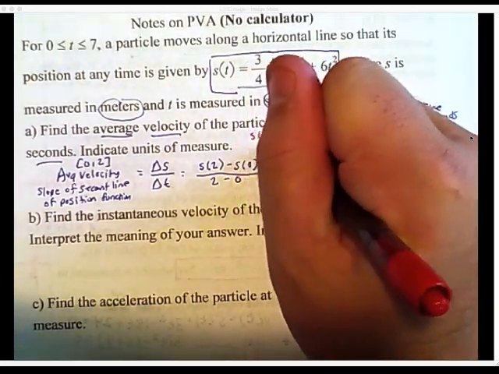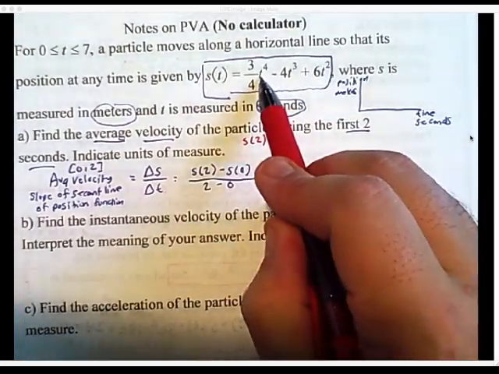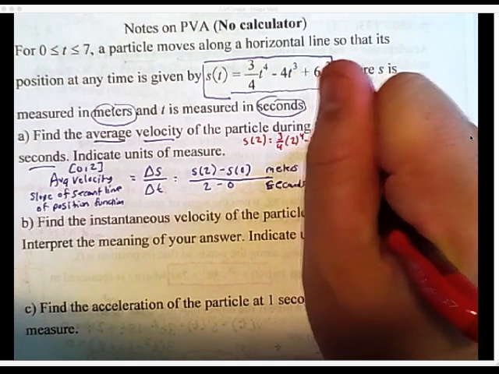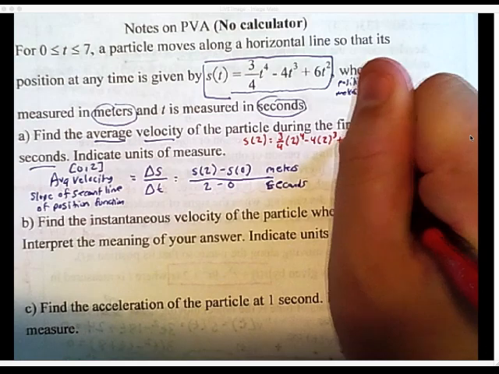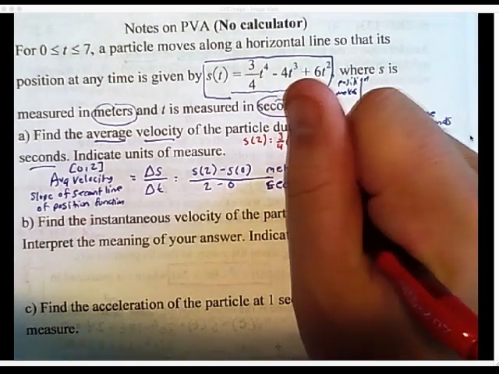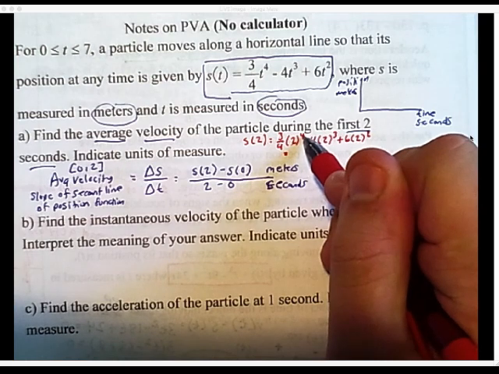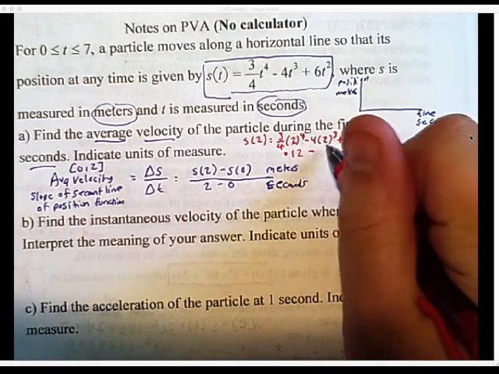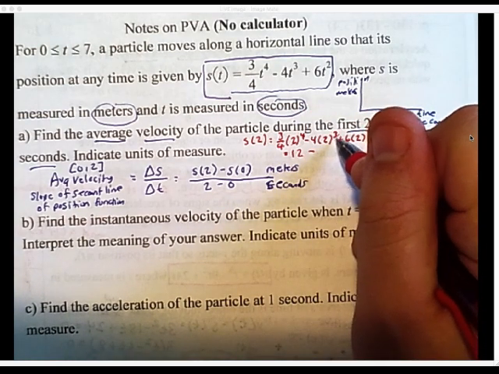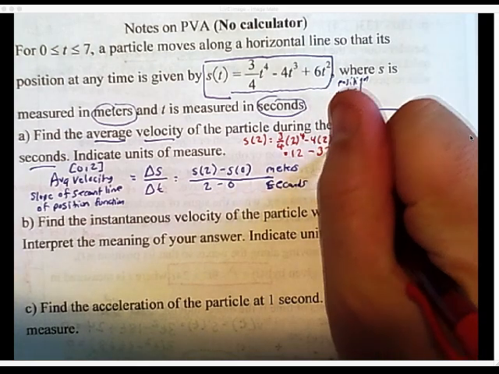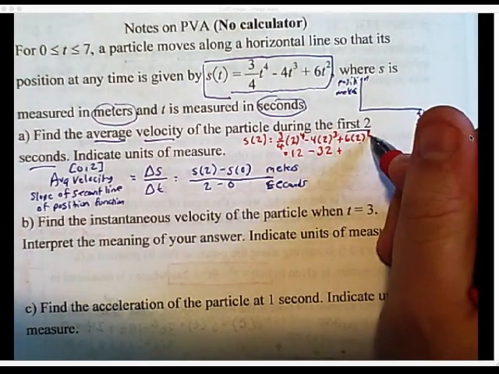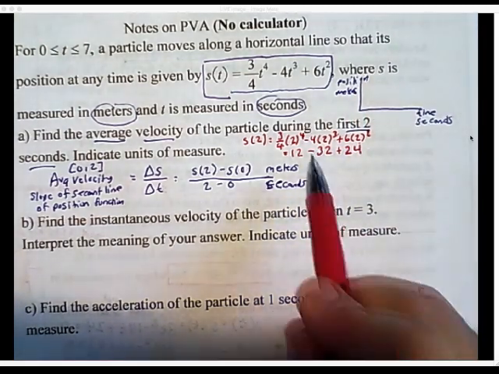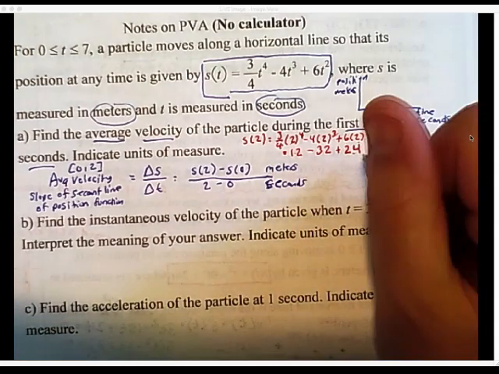First, let's figure out what s of 2 is. Everywhere I see a t, I'm going to plug in 2. So 3/4 times 2 to the 4th minus 4 times 2 to the 3rd plus 6 times 2 squared. If I simplify, 2 to the 4th is 16, and 16 divided by 4 is 4, times the 3 is 12. 2 cubed is 8 times 4 is 32. 2 squared is 4 times 6 is 24. So 12 plus 24 is 36, minus 32 is 4.